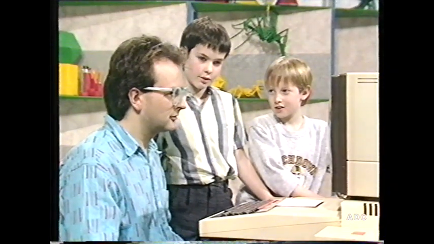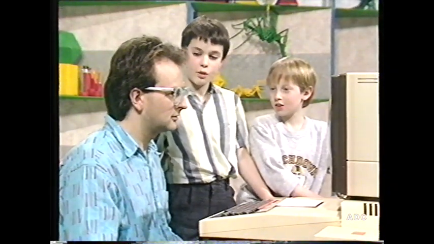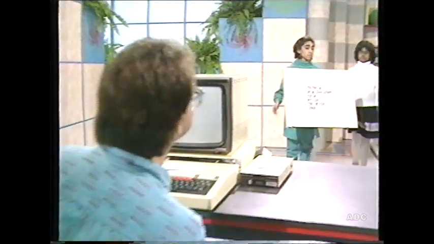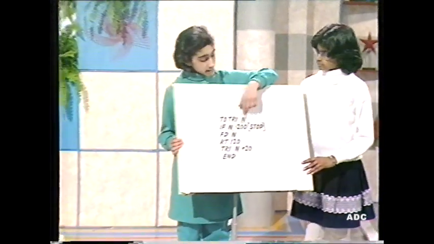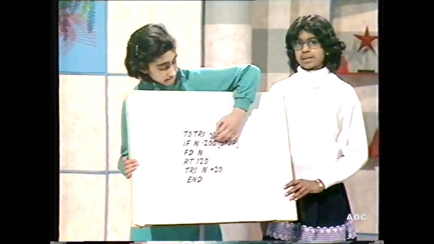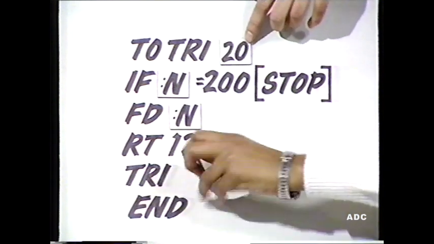Do you understand how it works? No, not really at all, no. Well, Tiny and Sophia can explain it to you then. Okay. You started with a procedure and you told it that n had to be 20. That means all the other n's in the procedure are 20 as well.